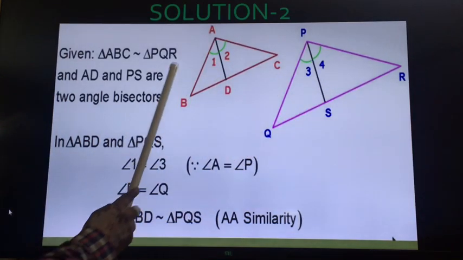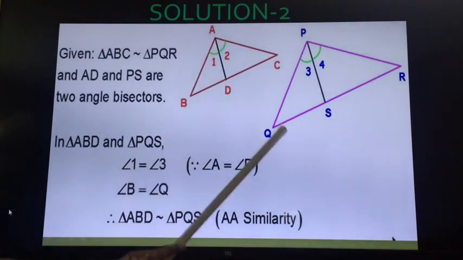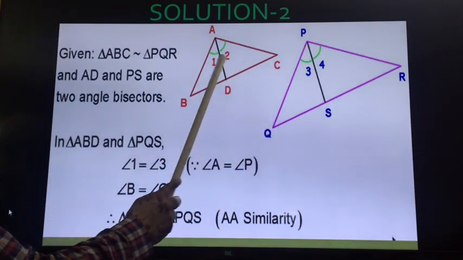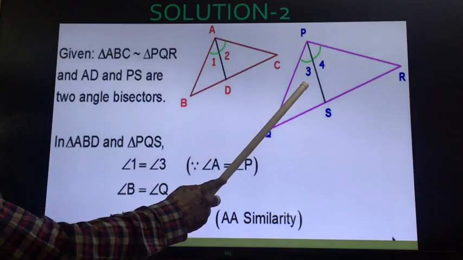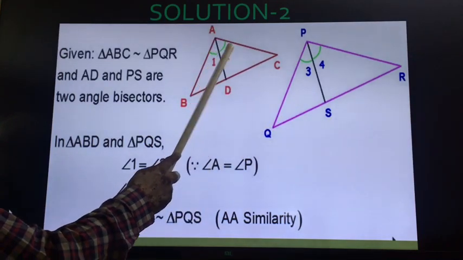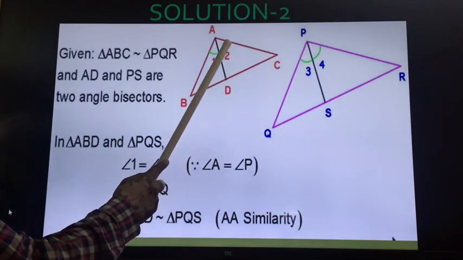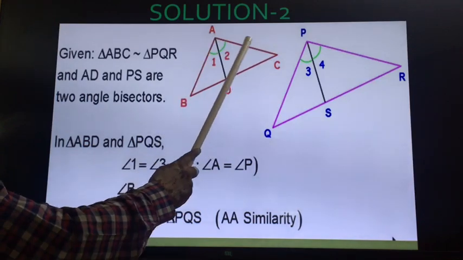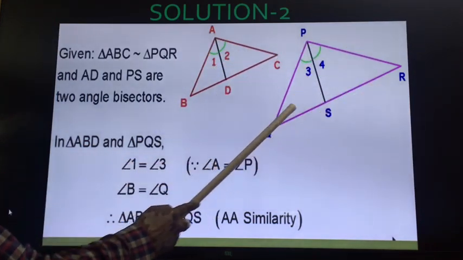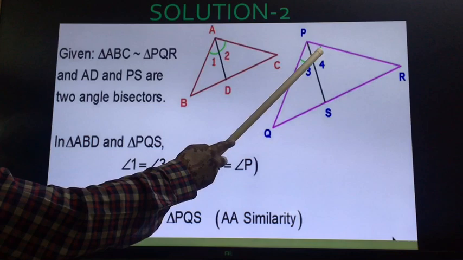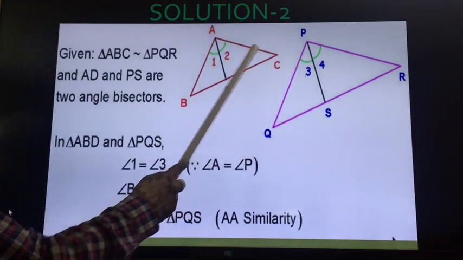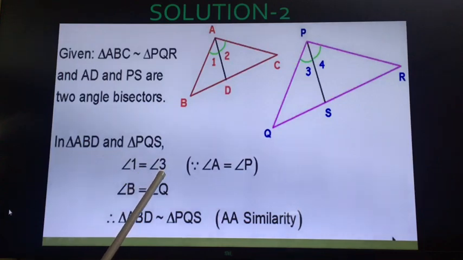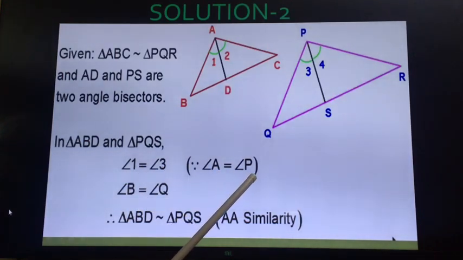So we can take the triangle ABD and triangle PQS, the left side triangle. In these two triangles, angle 1 is equal to angle 3. Why? Because angle A is equal to angle P, as the triangles are similar. As the triangles are similar, angles are equal. So half of angle A will be equal to half of angle P. It means angle 1 will be equal to angle 3, because the triangles are similar.